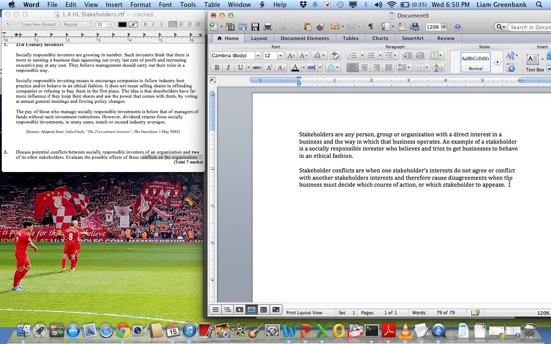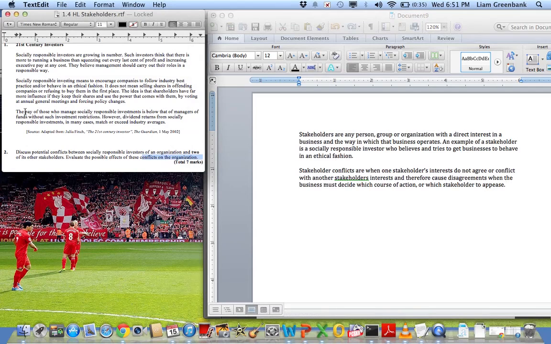and what we need to do actually is back up the second definition here with another example if we can. So we might have here the pay of those who manage socially responsible investments is below that of managers of funds without such investment restrictions. However, dividend returns from socially responsible investments in many cases match or exceed industry averages. Okay, so we have a sort of conflict between what certain managers might want to do and what other managers might want to do, depending on how socially responsible they are.